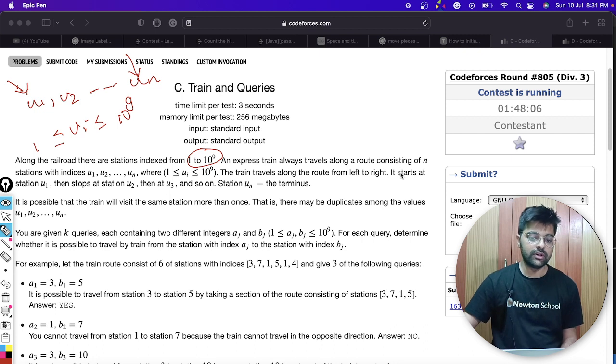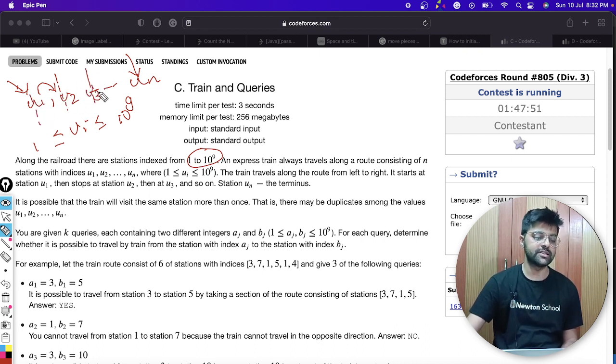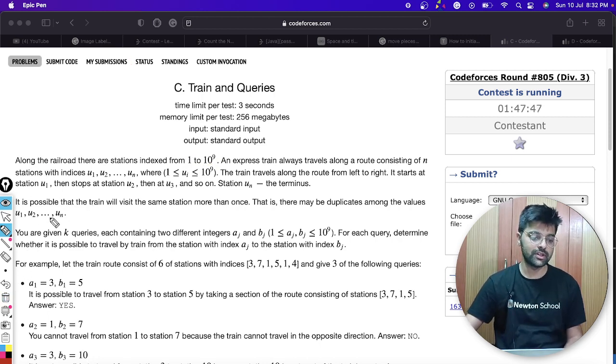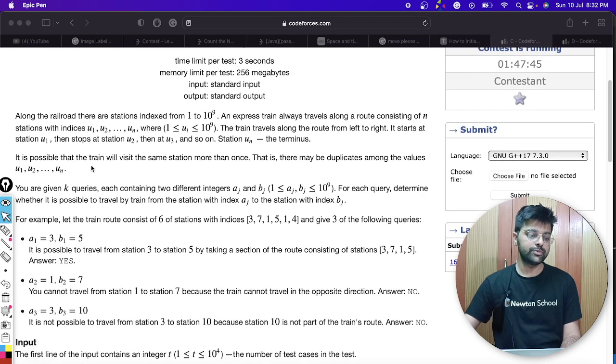It starts at station u1, then stops at station u2, then at u3. If the train stops at some station, then it will stop and start from that station, then it will stop at the next station. So this is a simple train problem, about how the train route is followed. It is possible that the train will visit the same station more than once.